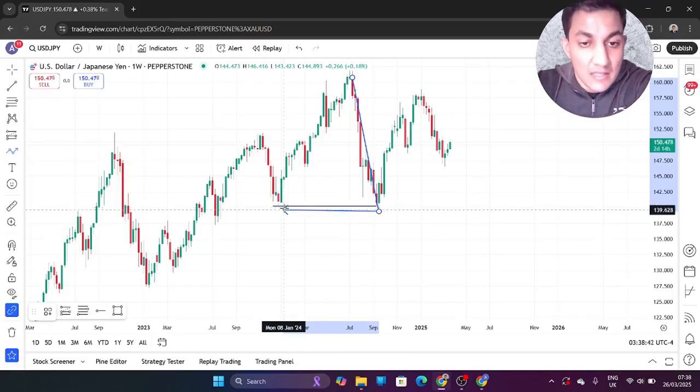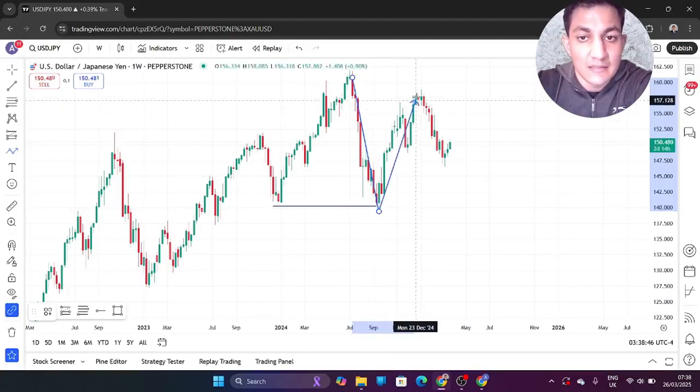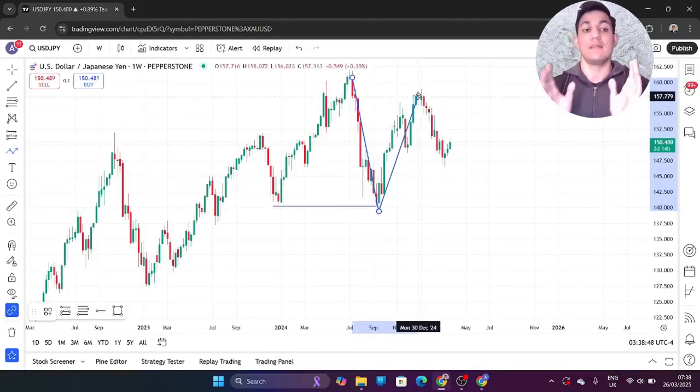And at this low here, lots of liquidity. Price comes down, it wicks out this low, instantly starts reversing. That right there is a very bullish sign. Very, very bullish sign.